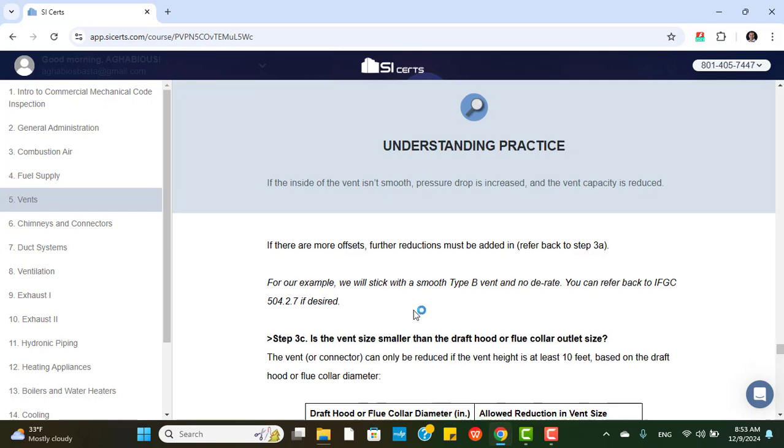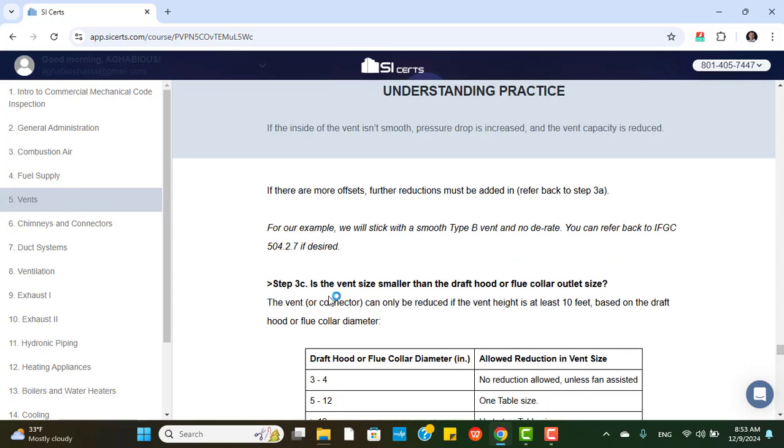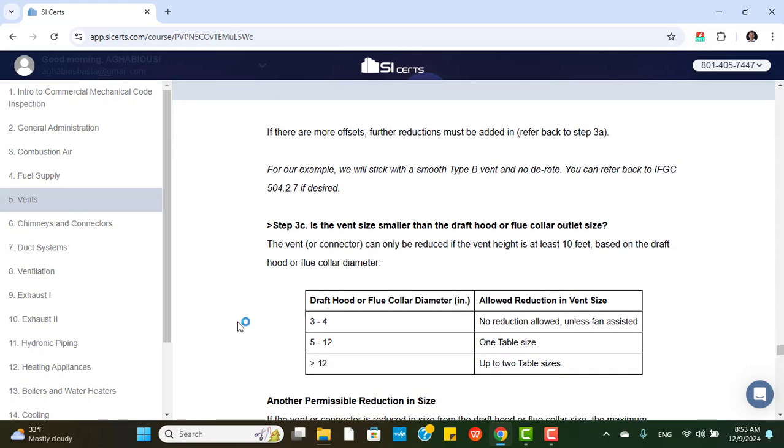504.4.2.7 if desired. Moving on to step 3c, if the vent size is smaller than the draft hood or flue collar outlet size, the vent or connector can only be reduced if the vent height is at least 10 feet, based on the draft hood or flue collar diameter. Here is the draft hood or flue collar diameter in inches and the allowed reduction in vent size.